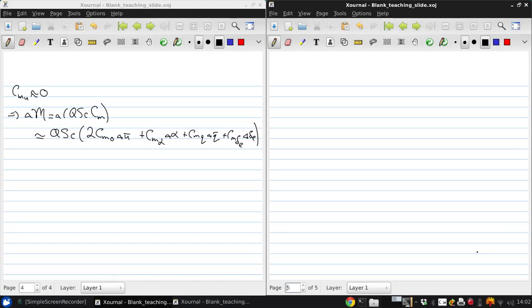Okay, we're going to leave those results there for a moment. And we're going to now introduce one more axis system that's going to allow us to make some very important simplification. So we're going to introduce the idea of stability axes and the associated derivatives.